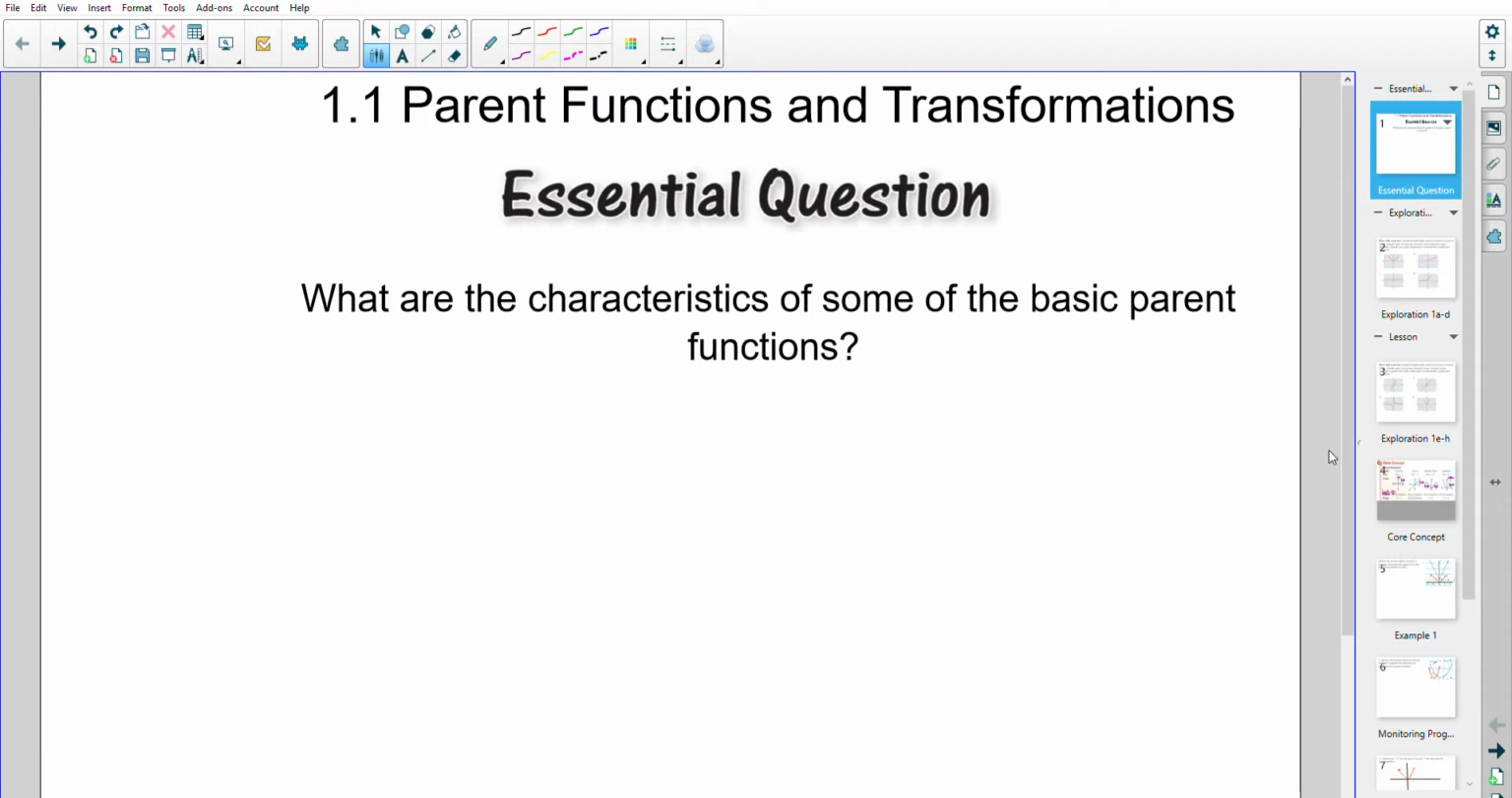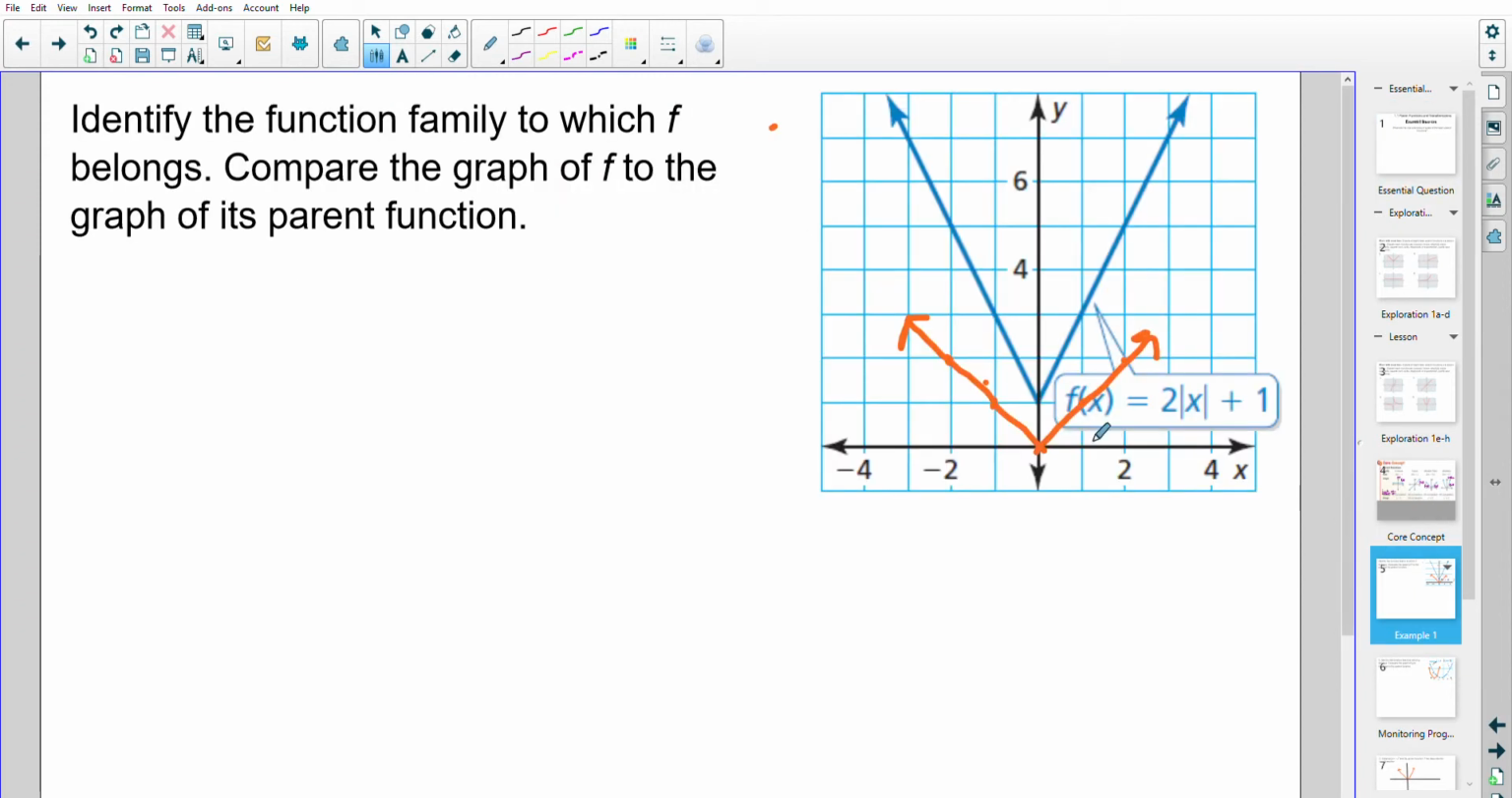Looking at some examples on parent functions and transformations, I'm going to go down to this problem. The question is: identify the function family to which f belongs. You can see in this problem, you're dealing with an absolute value. So the very first answer is that it belongs to the f of x equals the absolute value of x, or the absolute value function.